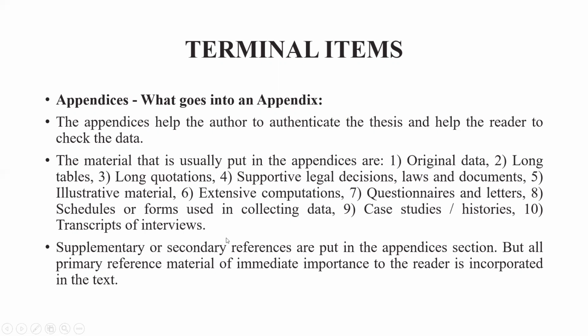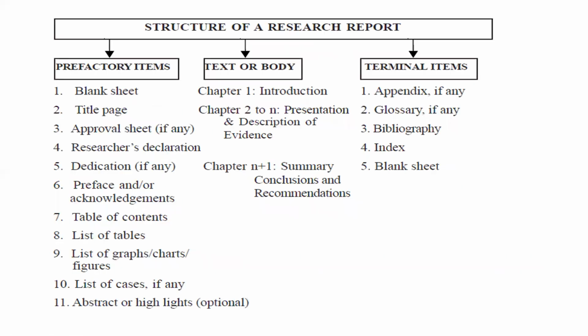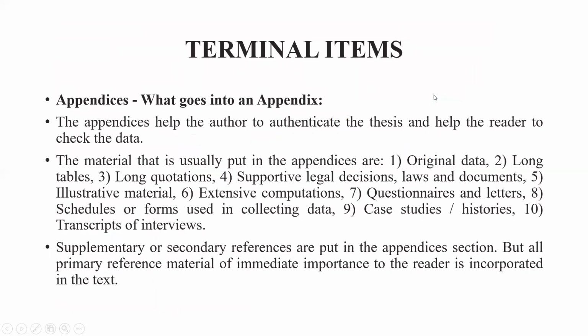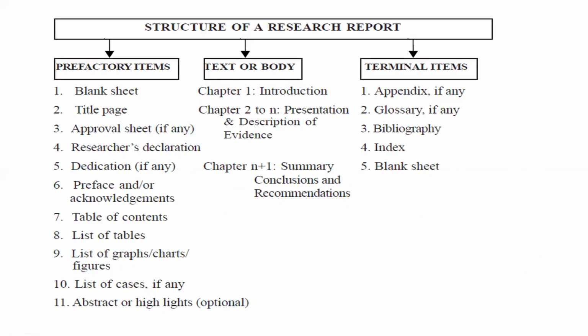Supplementary or secondary references are put in the appendices section, but all primary reference material of immediate importance to the reader is incorporated in the main text. So you can have secondary or supplementary references, your questionnaires, and your transcripts of the interviews under the appendix. This was the first part under terminal items. The first item was appendix. Now you have glossary and bibliography.